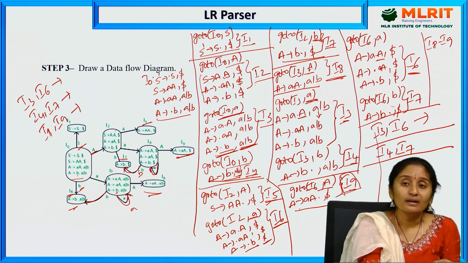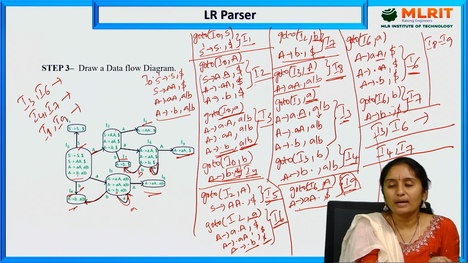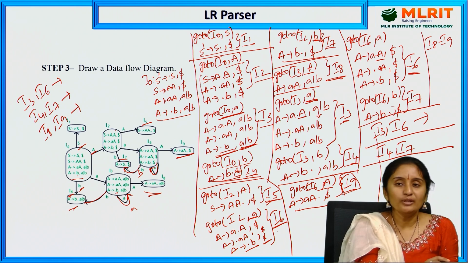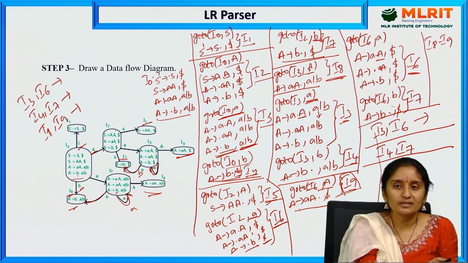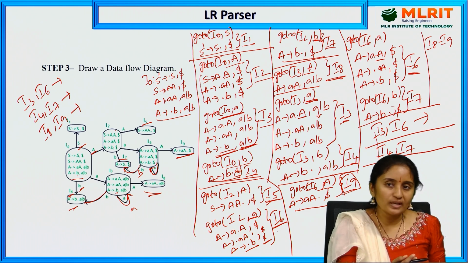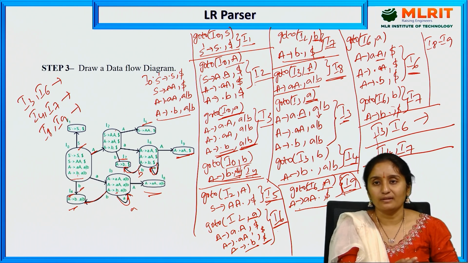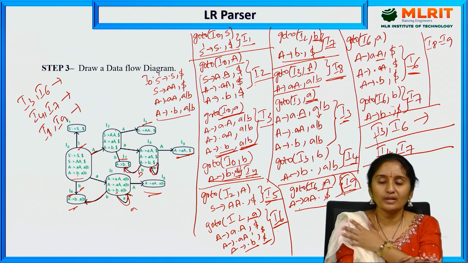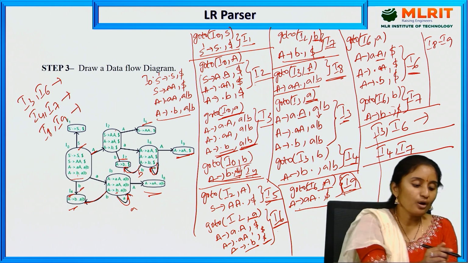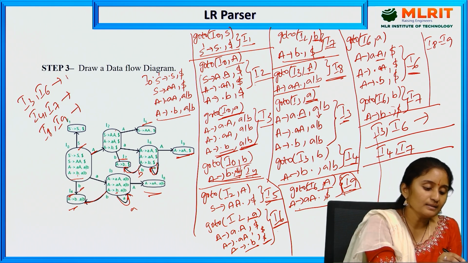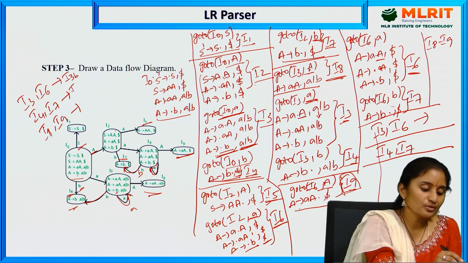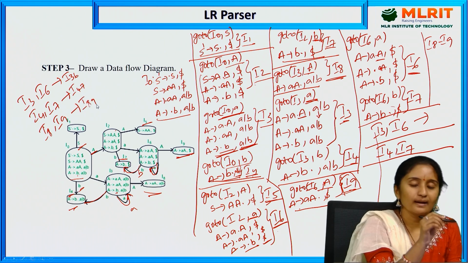So these have the same productions but the look aheads are different. In the LALR parser, we are going to merge those states even though the look aheads are different. So how are we going to merge? I3, 6, so I can write I suffix 3, 6. I4, 7. I8, 9.